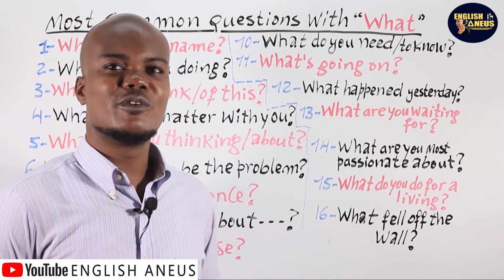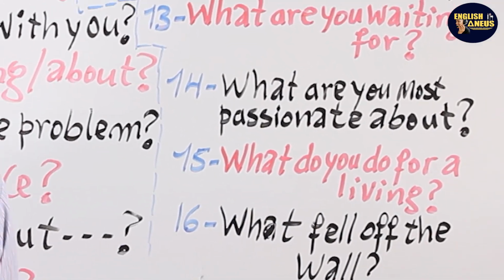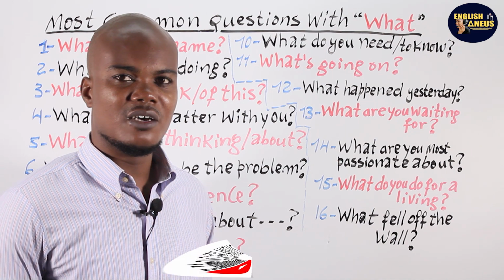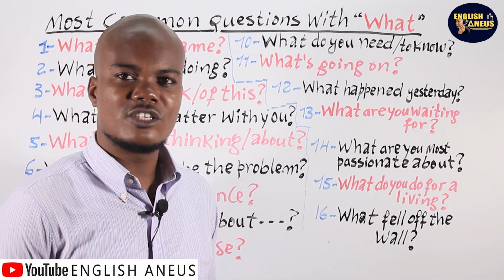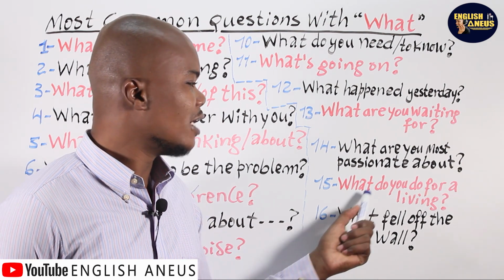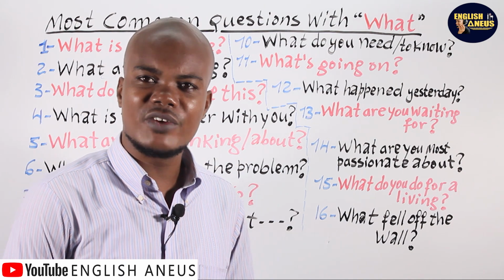And sentence number 15 is, what do you do for a living? Que fais-tu dans la vie? What do you do for a living? Que fais-tu? Qui ça fait dans la vie? Qui ça fait pour vivre? What do you do for a living?